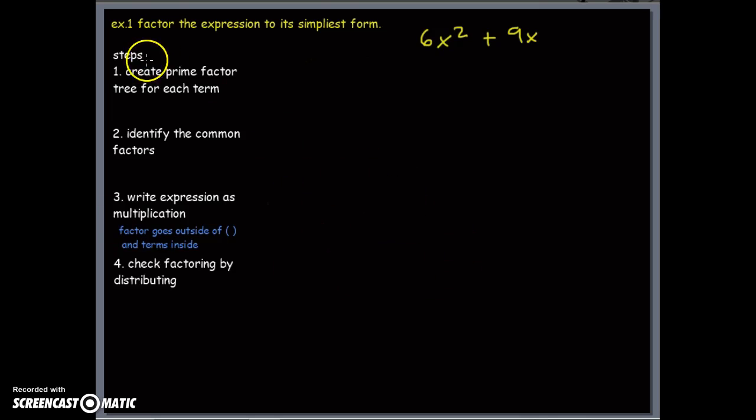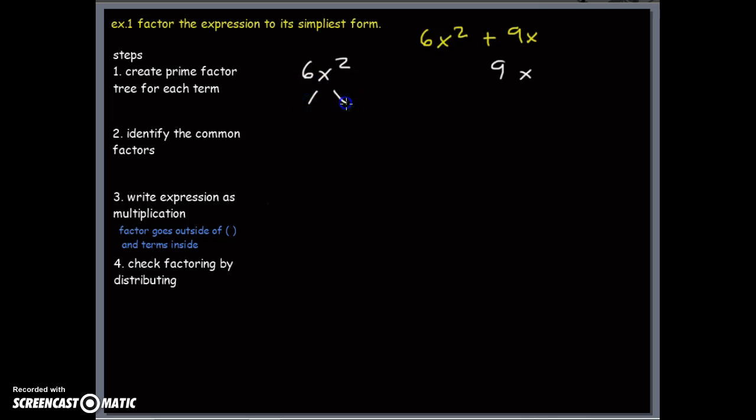Example number 1. Factor the expression to its simplest form. Here we have the binomial 6x squared plus 9x. So the first step will be to create a prime factor tree for each term. So the first term is 6x squared, and the second term is 9x. And the prime factor tree is just breaking up the expression into its smaller parts.